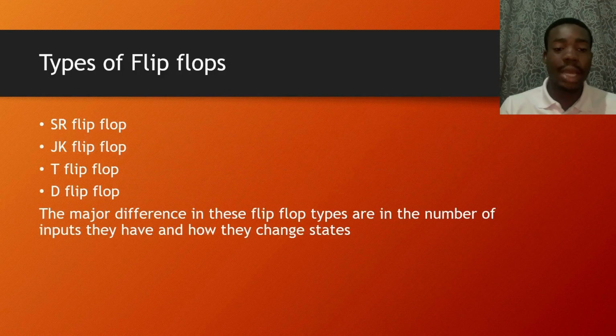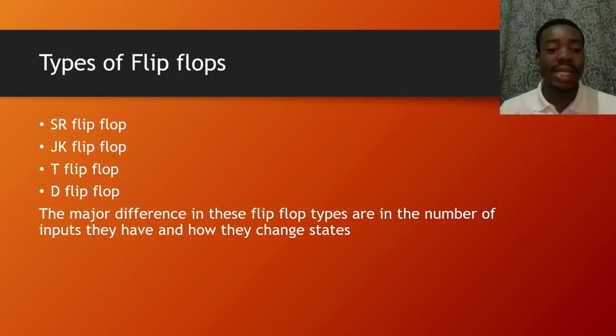So the types of flip-flops. Mainly there are 4 types of flip-flops: the SR flip-flop, that's the set-reset flip-flop, the JK flip-flop, the T flip-flop, and then the D flip-flop. The difference in these flip-flops is the number of inputs they have and how they change states. So the number of inputs is what differentiates these types of flip-flops.